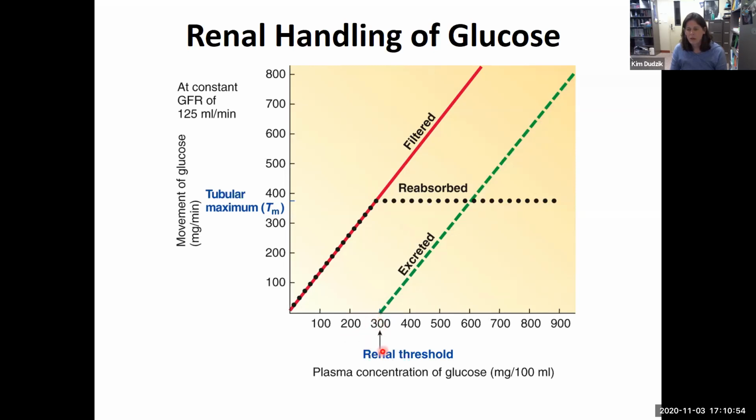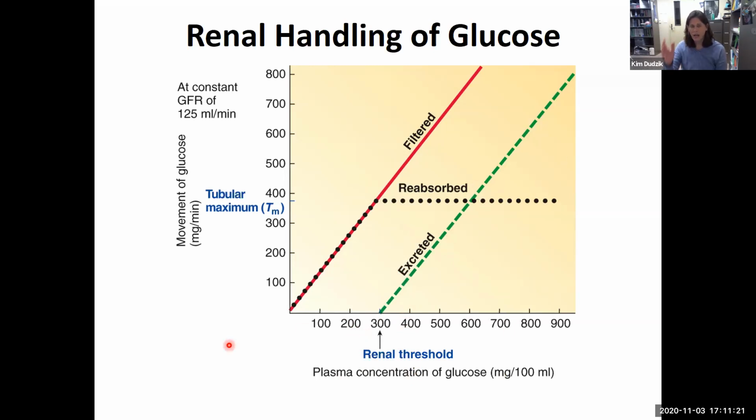So the renal threshold is about 300 of our plasma concentration. That's the concentration. 375 is the rate, milligrams per minute. Our normal blood plasma can hold up to 300 milligrams per 100 milliliters. So anything above that gets excreted out.